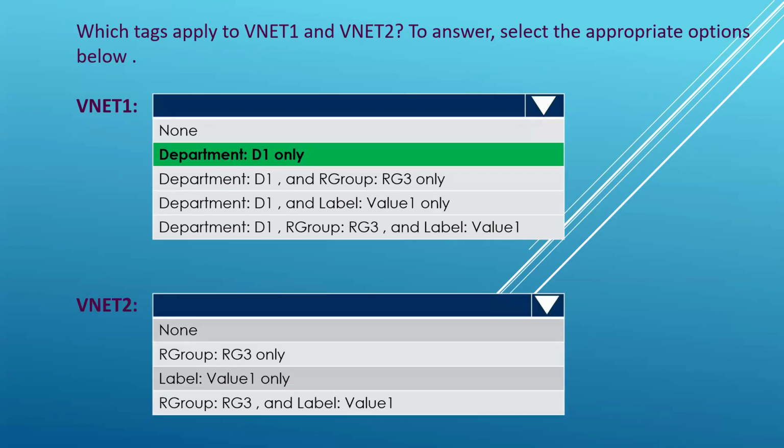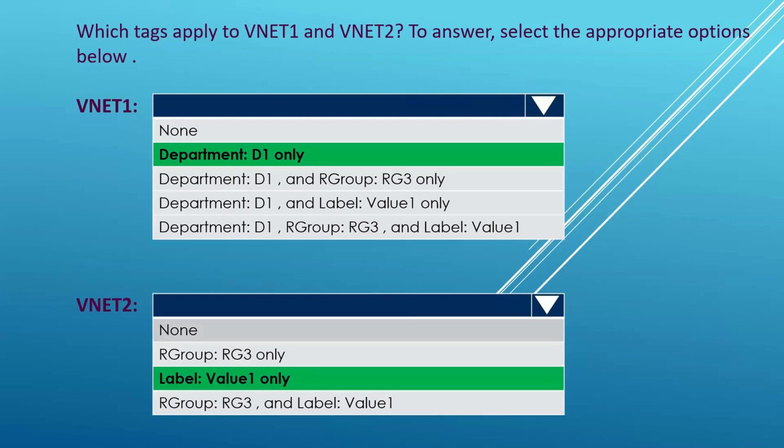Now for VNet2, it was created after the policy was applied. So it will get level value 1. And remember, resources don't inherit the tags you apply to a resource group or a subscription. So VNet2 will only have one tag, which is level value 1.